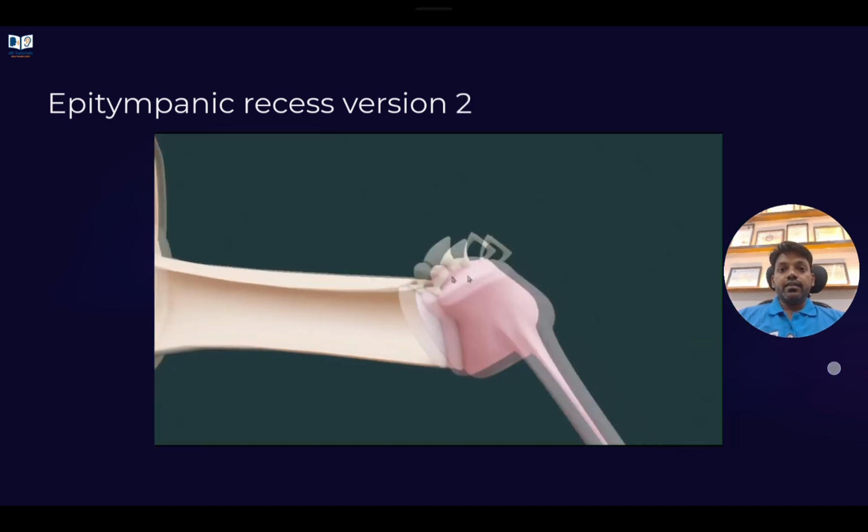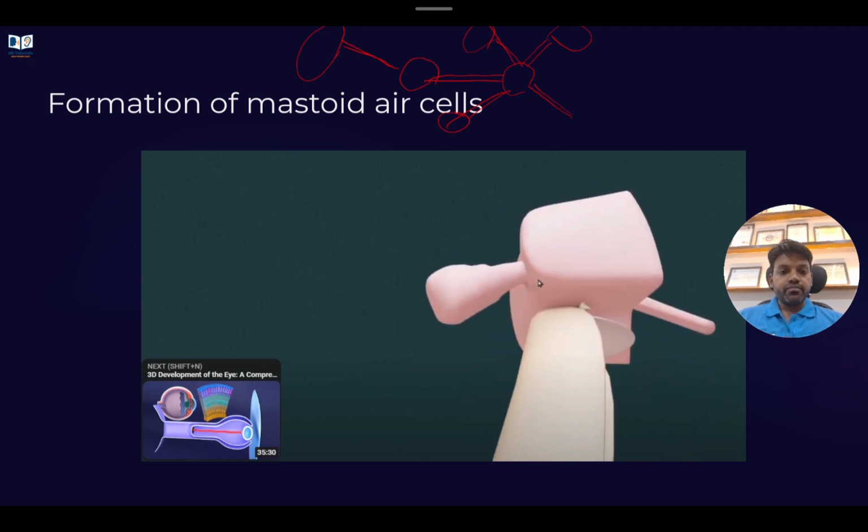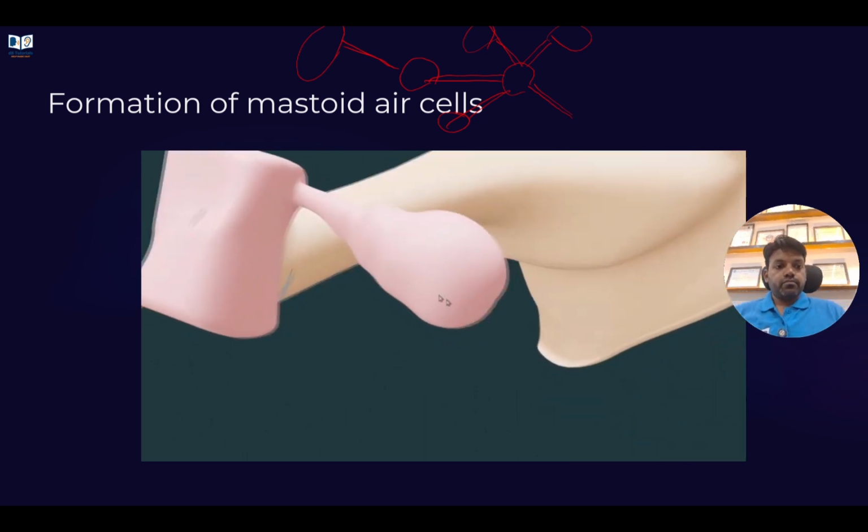Now we will see one of the mechanisms of how the mastoid air cells are formed. What is a mastoid air cell? It is a web of air, balloon-like structures inside our skull. We will see how it's actually just a simple extension. The posterior wall develops an extension, and this extension forms these mastoid air cells.